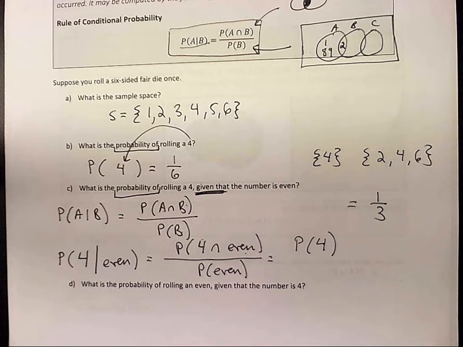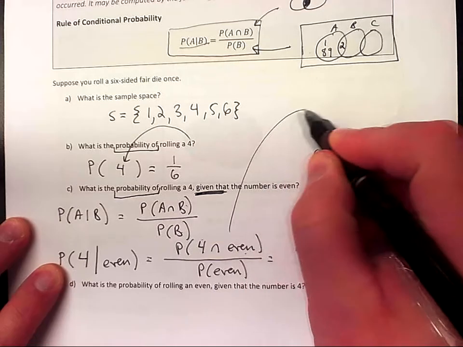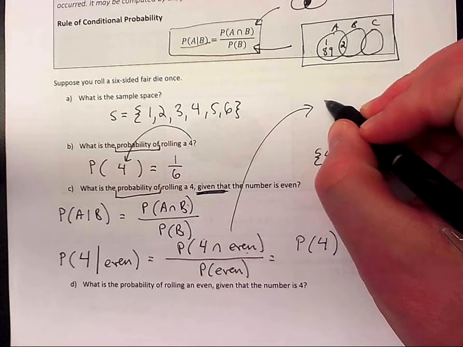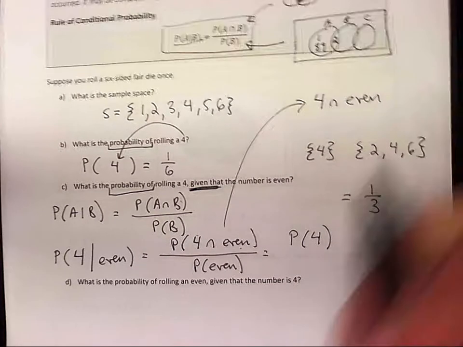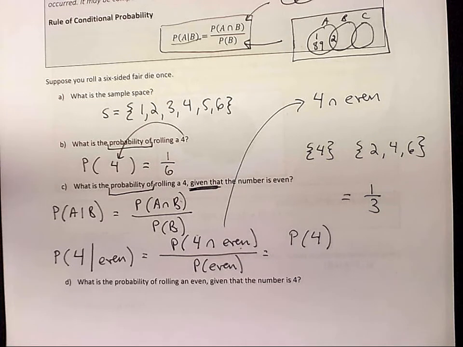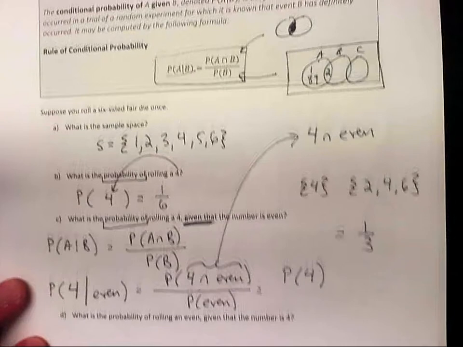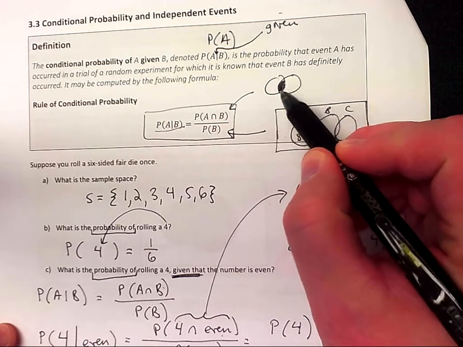All right. Well, now if we want to look at the numerator, we're looking to find the probability of 4 intersection even. So what I said here was, let's take a step aside, and instead of looking at the probability of 4 intersection even, let's just look at 4 intersection even for a second. And we'll worry about the probability of that in a second. So I'm just going to take what's inside the parentheses and try to determine what that is. Well, if we're looking at the intersection of two sets, we know that the intersection of two sets, just like we said before, is where those two things overlap.